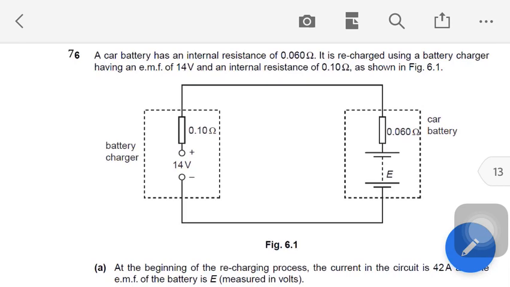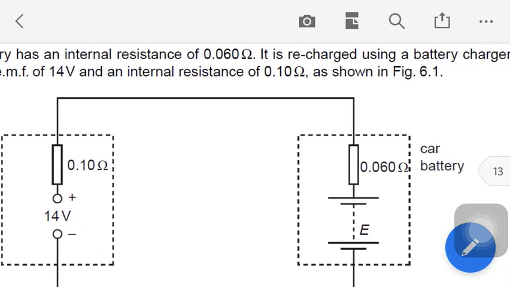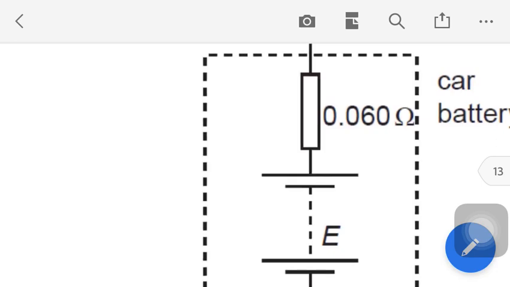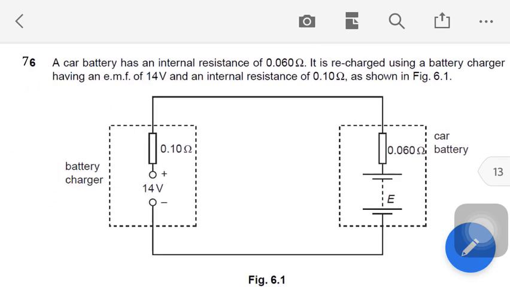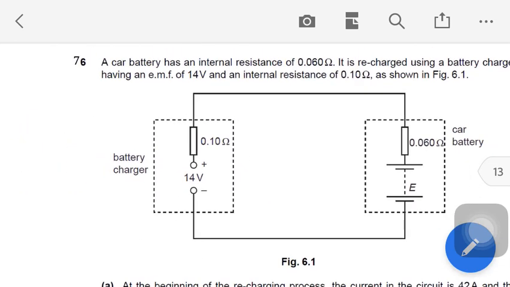So it should be 14 minus E logically, because then only will the current flow from the positive terminal of the charger to the negative terminal of the battery. When the battery is normally functioning, that is while it is discharging, while it is supplying energy to a component, the current goes from plus to minus. While it is being charged, the current should go the other way around, from minus to plus. So if the current should go from minus to plus in this battery, that means the current should go from the plus terminal of the source to the negative terminal of the battery. So this voltage should be greater than that one, so 14 minus E.